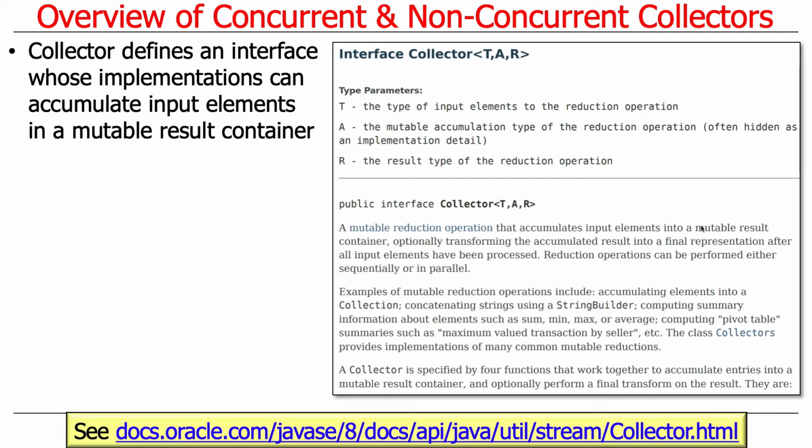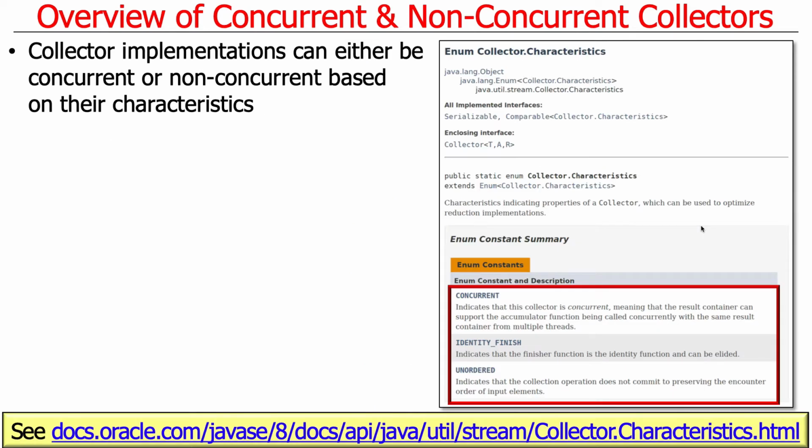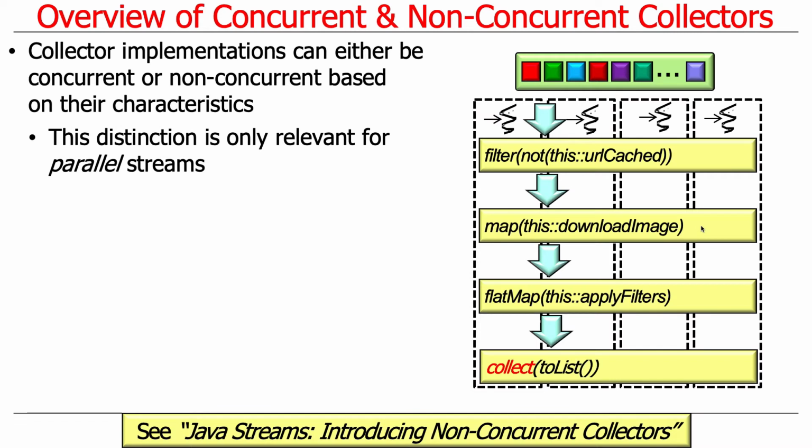Collector is an interface whose implementations can accumulate input elements into a mutable result container. So the idea is it can be changed, it can be updated as the stream is processed. And you can determine the characteristics of a collector based on the flags that are set in the characteristics factory method, which is basically setting the metadata for a collector object. And you can make it either concurrent or non-concurrent.